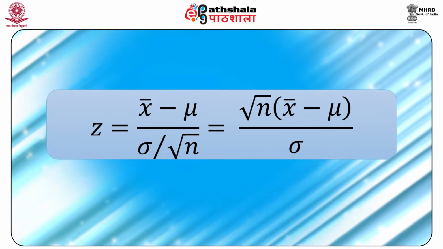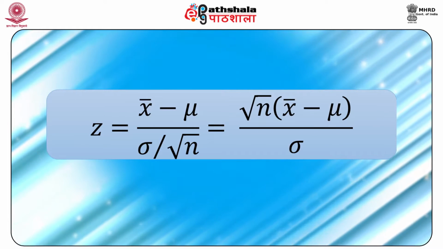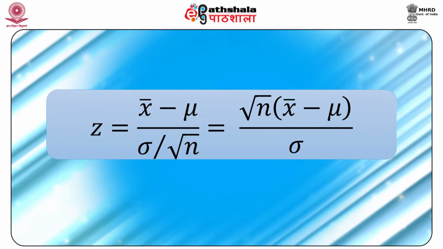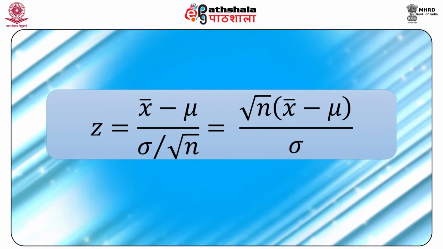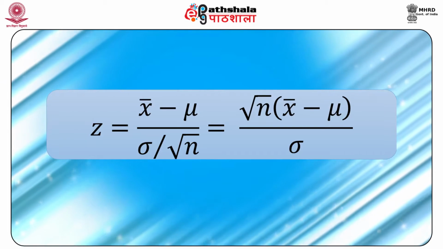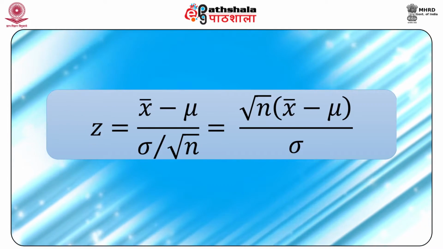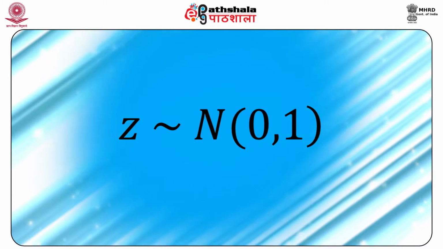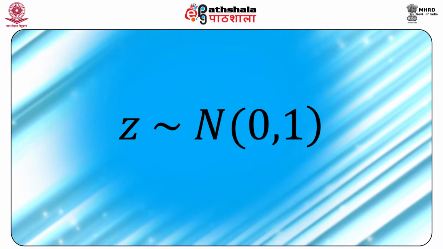Now consider a random variable. What is a random variable? That you know. So let us consider z equal to (x bar minus mu) upon sigma by root n, which is the same as root n into (x bar minus mu) upon sigma. The random variable will tend towards standard normal. So z is distributed normally with mean 0 and variance equal to 1. Now let us look at the test of normality.